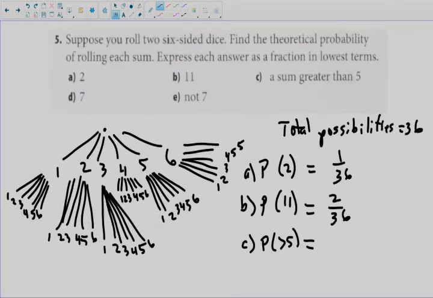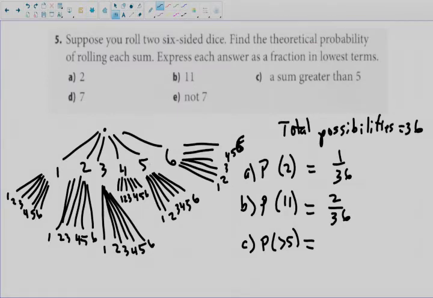Well, sum greater than 5 means any value that's going to be 6, 7, 8, 9, 10. What is the greatest sum you can get on two dice, by the way? You know what? I just realized I did 5 and 5 up here. It's 6 and 6. Okay, so the greatest sum you can get on two dice is 6 and 6, which is 12. So all of the sums from 6 to 12 are the ones that we're looking for.